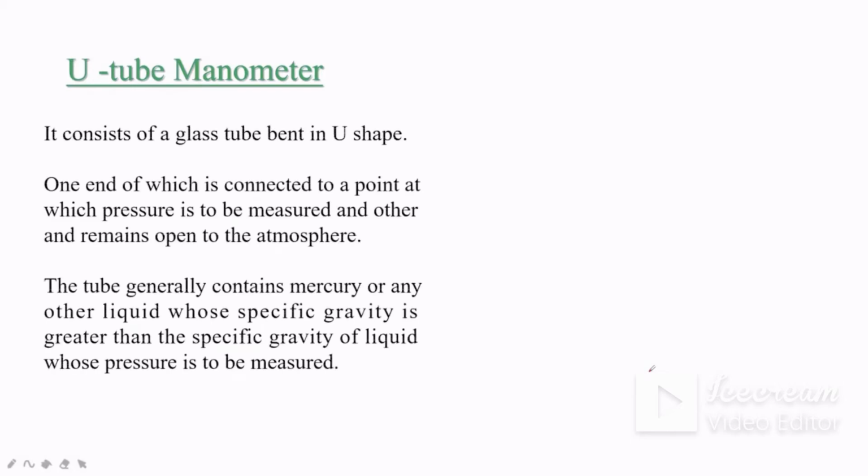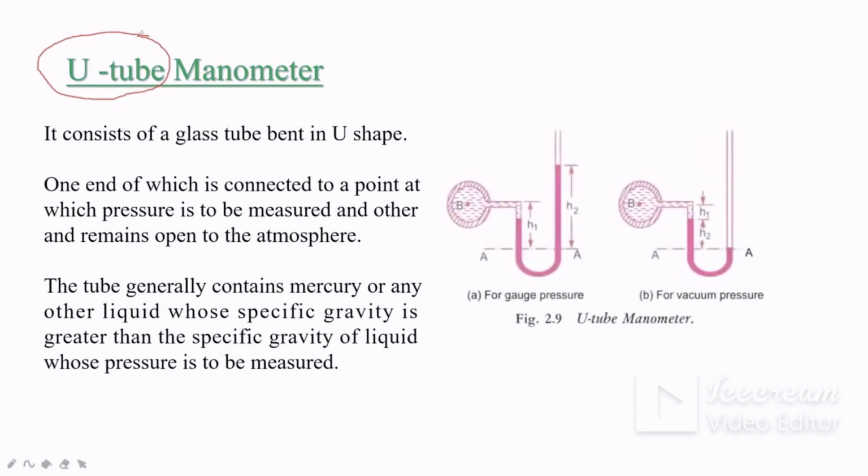Next we will go to the U-tube manometer. So what are these U-tube manometers? We will see the construction of the U-tube manometer. It consists of a glass tube bent in U shape. Because the glass tube is bent in U shape, it is named U-tube manometer. You know the piezometer, some pipe was there, right? When that glass tube is bent in U shape, it is called a U-tube manometer.